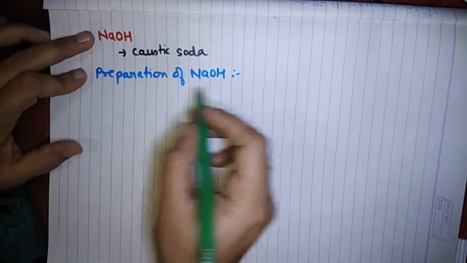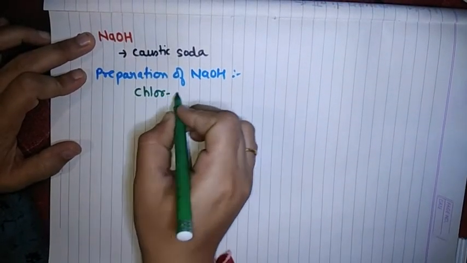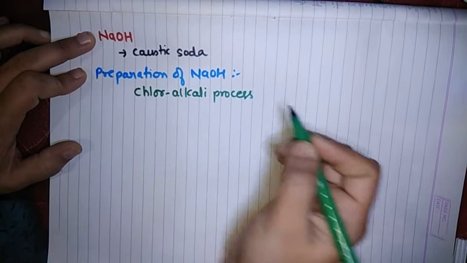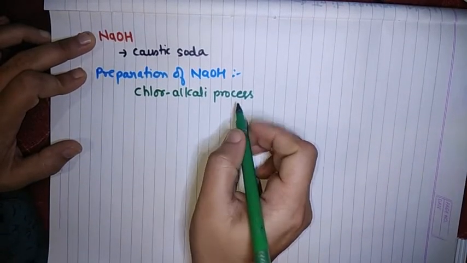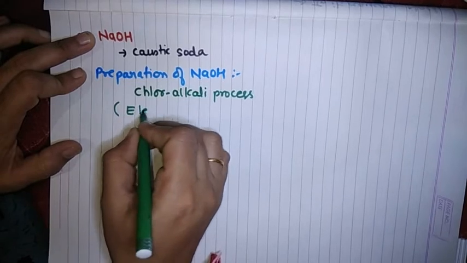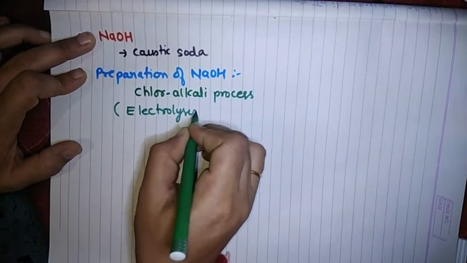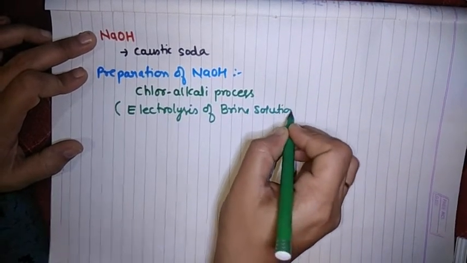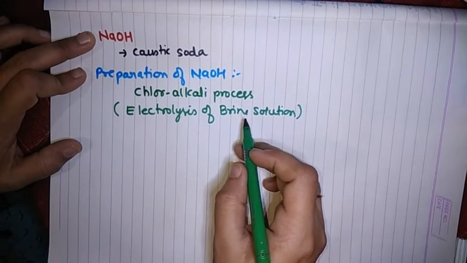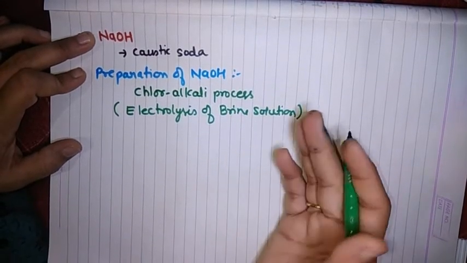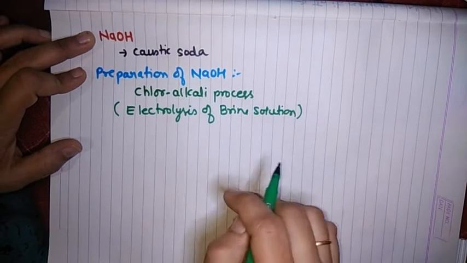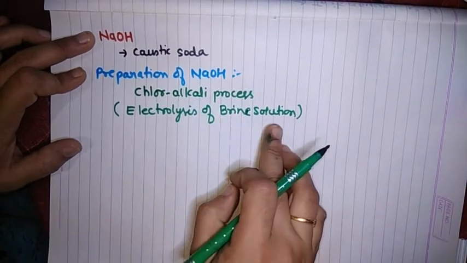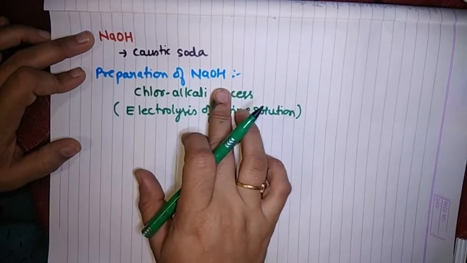It is generally prepared by the chlor-alkali process. What is this process? In this process, electrolysis of brine solution takes place. Brine solution. What is brine solution? It is nothing but the aqueous solution of NaCl. So whenever you put water in NaCl and you just dissolve it, the solution you are getting is your brine solution. So with the use of this brine solution, you can easily prepare the NaOH.